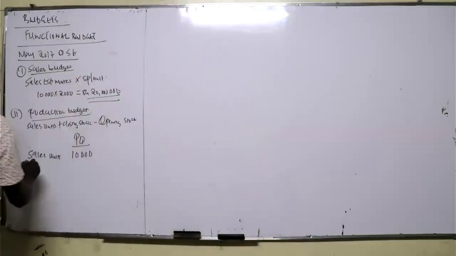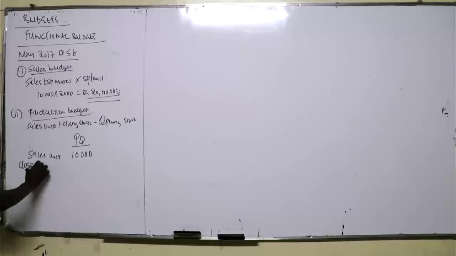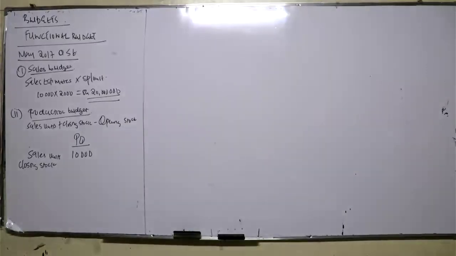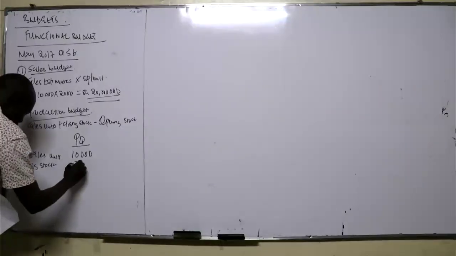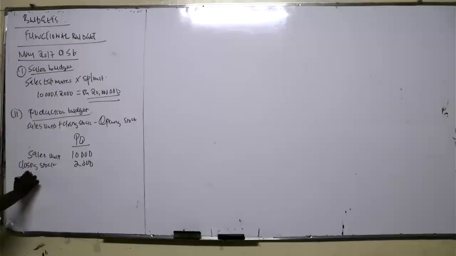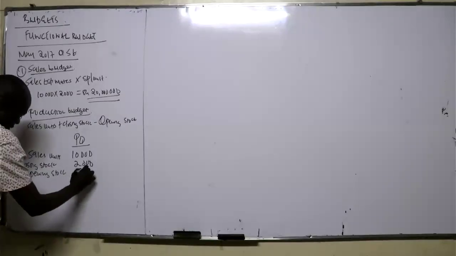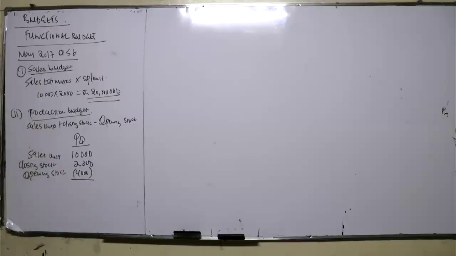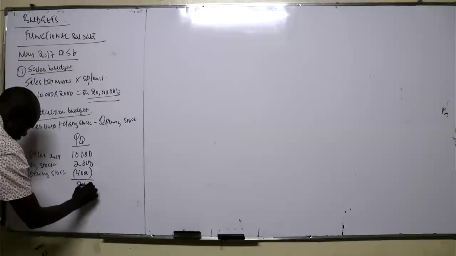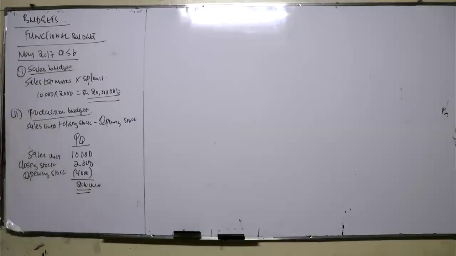So the closing stock here, 50% of what is the opening stock units? Opening stock units is note number 2. 4,000 units, isn't it? So this one will be how much? 2,000. And then we have opening stock, which is how much? 4,000, isn't it? So now here we'll have the production budget, which will be 8,000 units. Very easy.